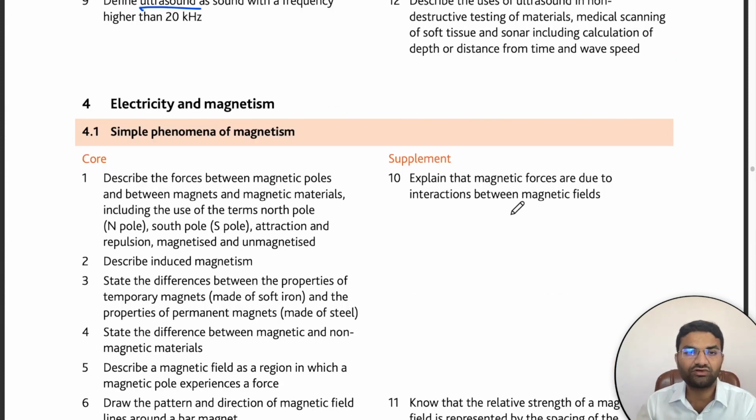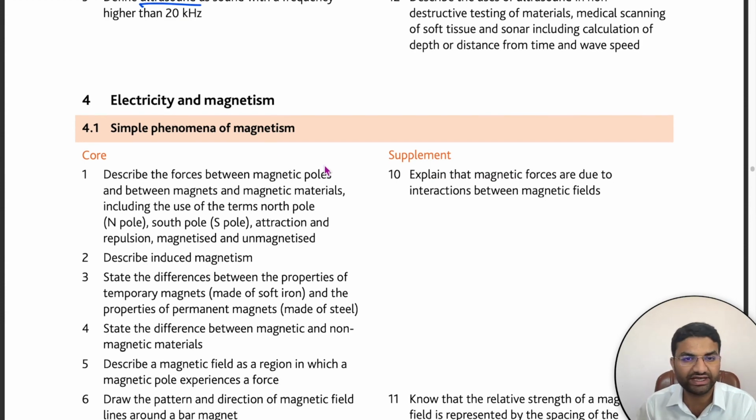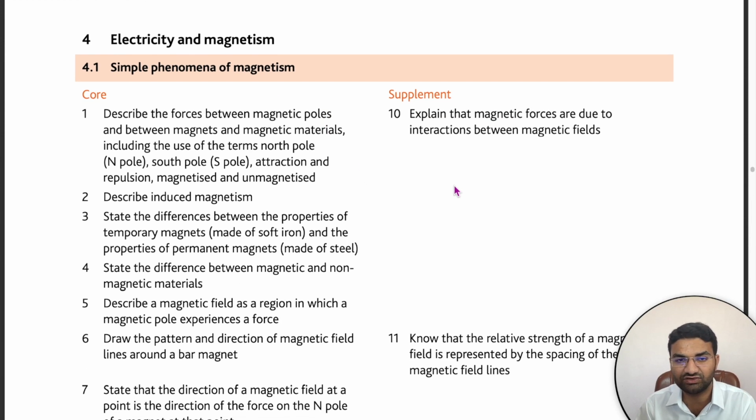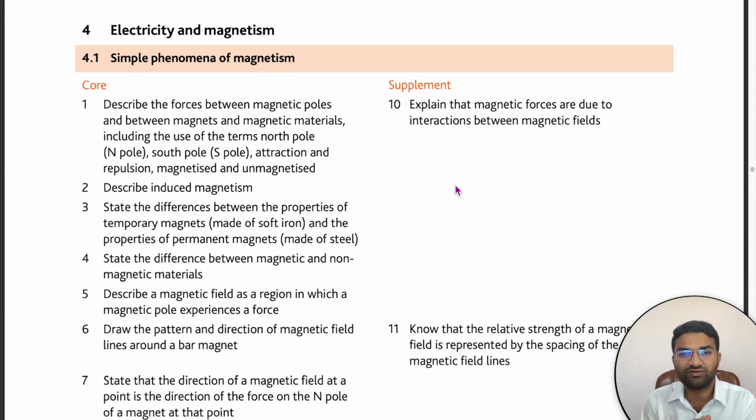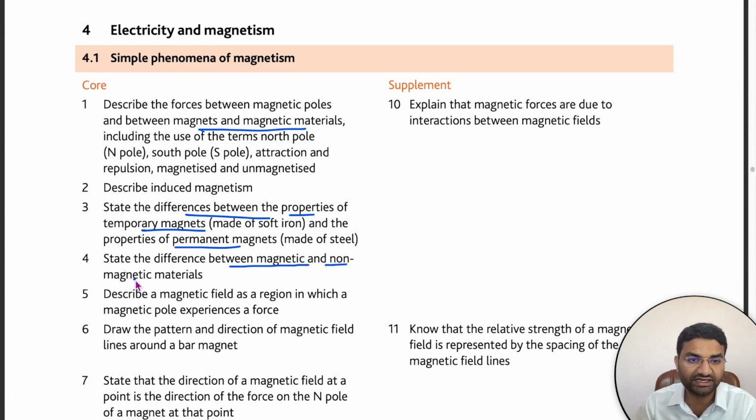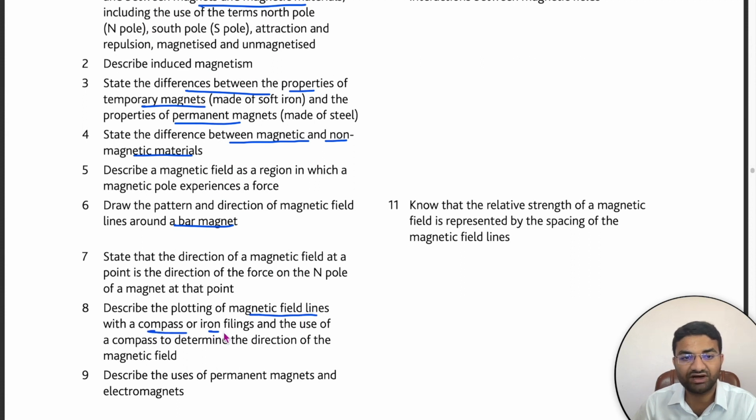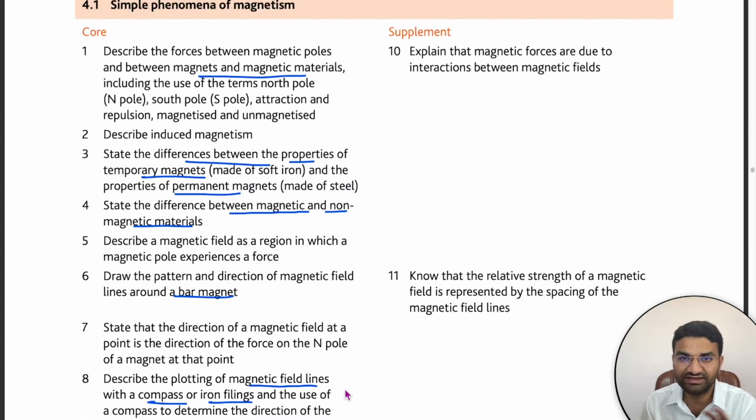Then next, the fourth topic is electricity and magnetism. It's one of the interesting topics, and it's completely correlated to our surroundings. For both core and extended students, they have some basic topics such as magnetism, magnetic properties, then the difference between the properties of temporary magnets and permanent magnets, and the difference between magnetic and non-magnetic materials. So bar magnet, the magnetic field lines with the compass, iron filings, then permanent magnet, electromagnet. We have to understand these concepts.